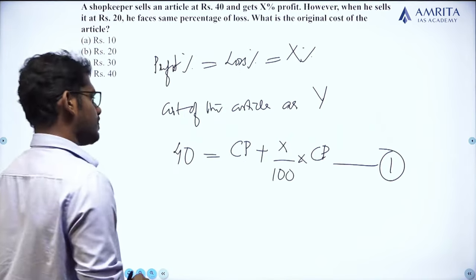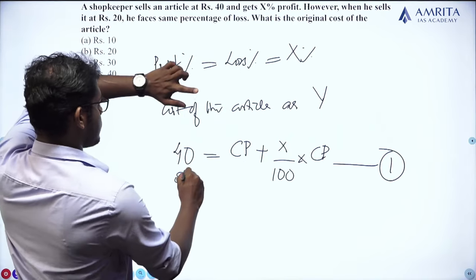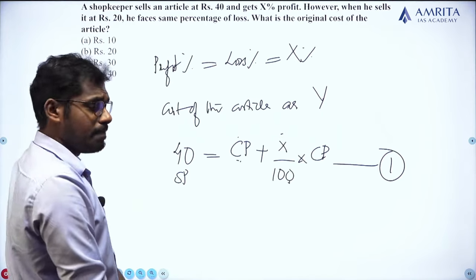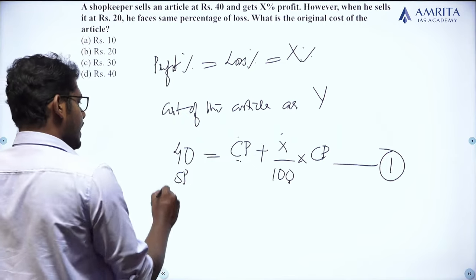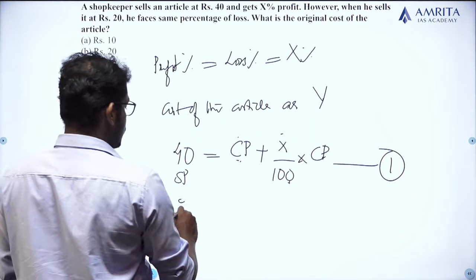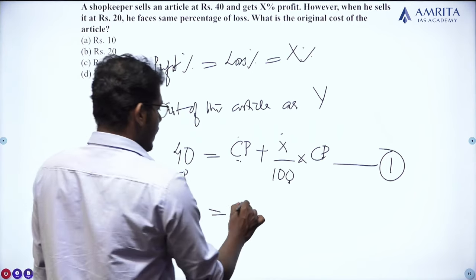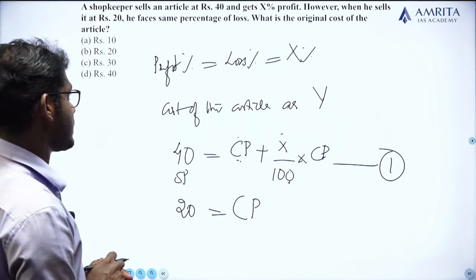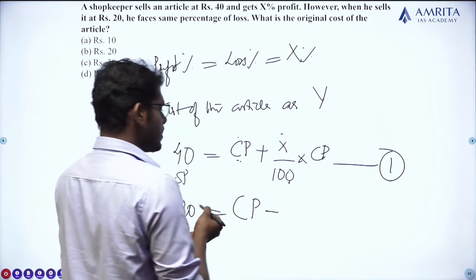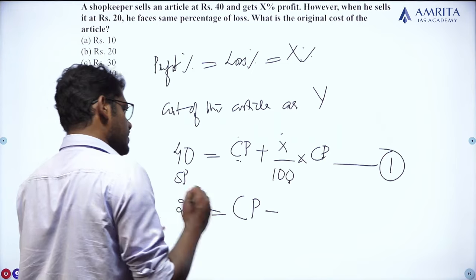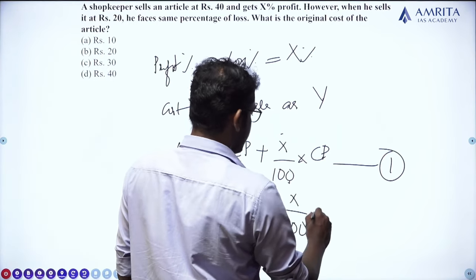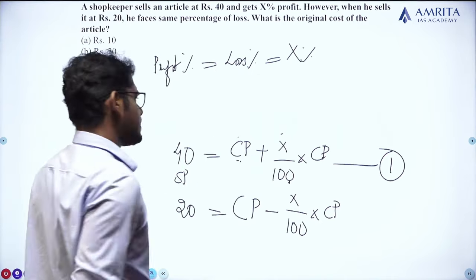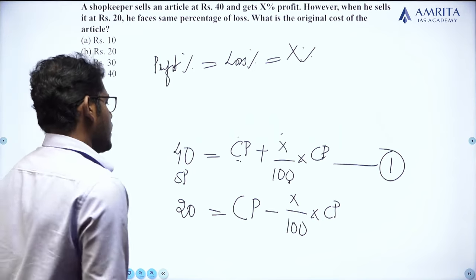I can take this as equation number one. Selling price is obtained by adding the cost price and the profit on this particular cost price. Clear? Simple idea. In the second case, when he sells it at rupees 20, he faces the same percentage of loss. The selling price will be lower than the cost price, so CP minus X by 100 into CP. I am taking the cost price as CP itself. So this is equation number two.